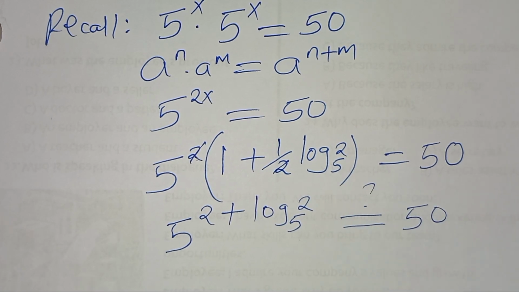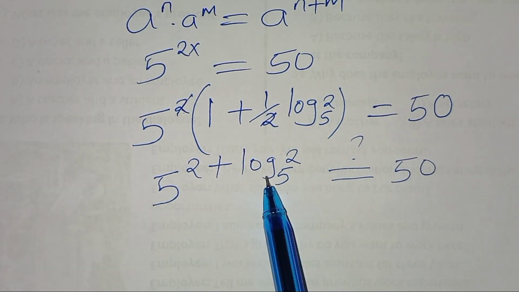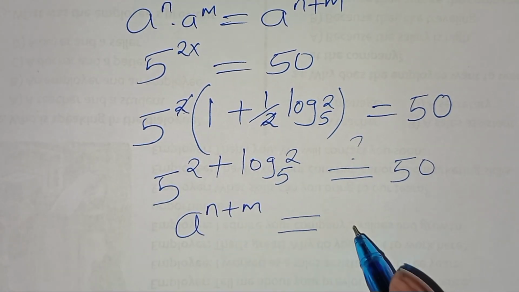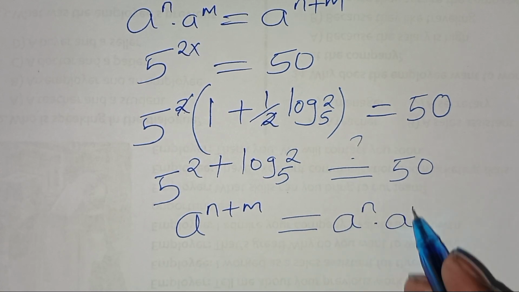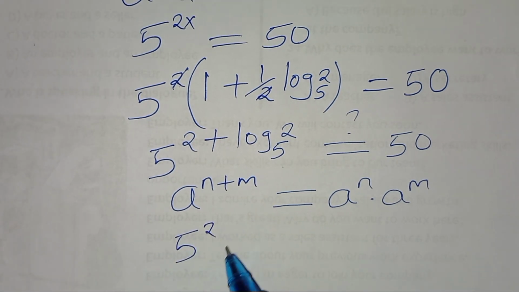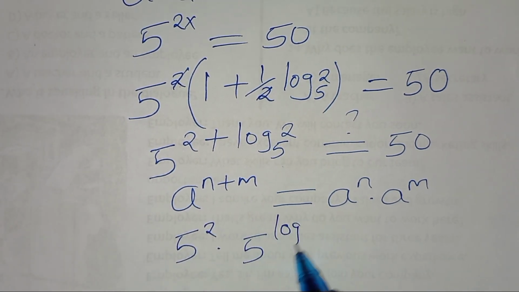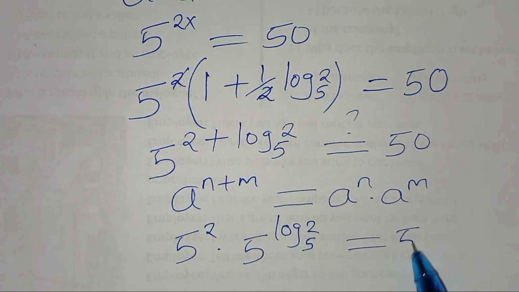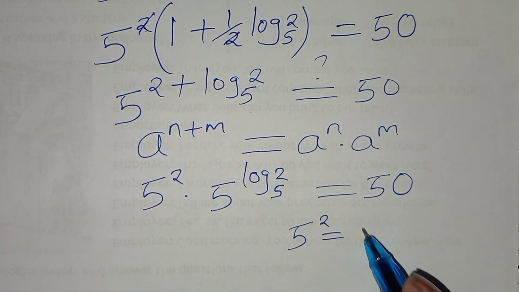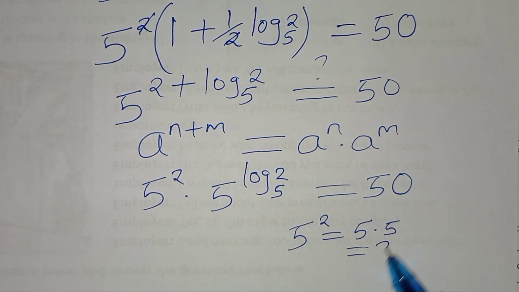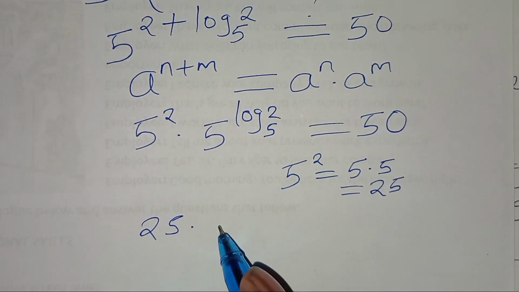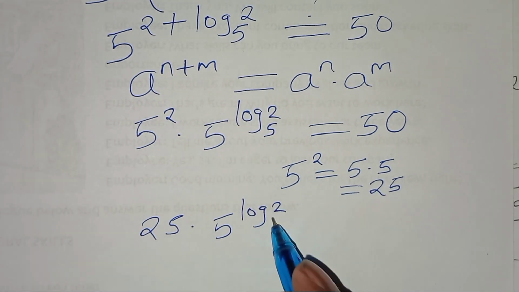So let's check if this is true. Now 5 to the power 2 plus log 2 to base 5 is in the form of a to the power n plus m, which we can express as a to the power n times a to the power m. Applying this exponent property, here we'll have 5 to the power 2 times 5 to the power log 2 to base 5. This should give us a value of 50. In this case, 5 to the power 2 is the same thing as 5 times 5, and this is equal to 25. So we have 25 multiplied by 5 to the power log 2 to base 5.